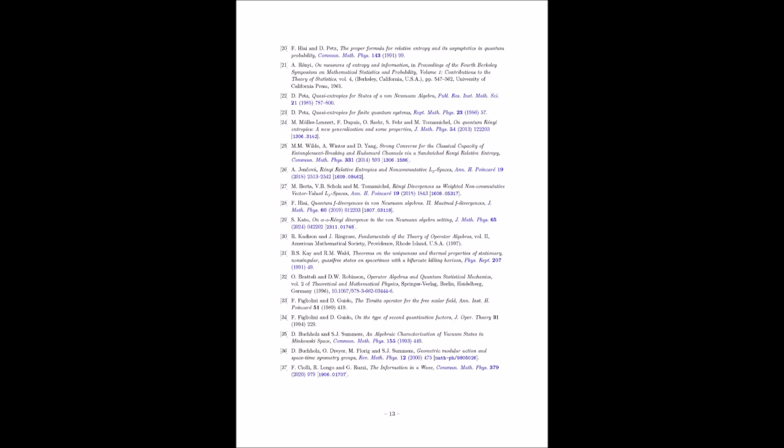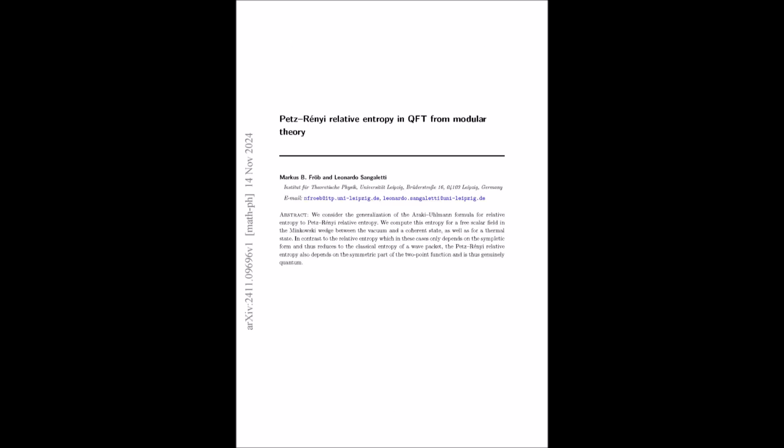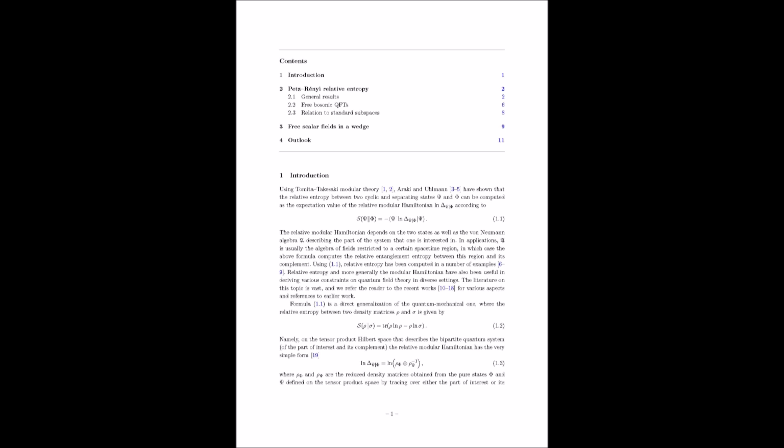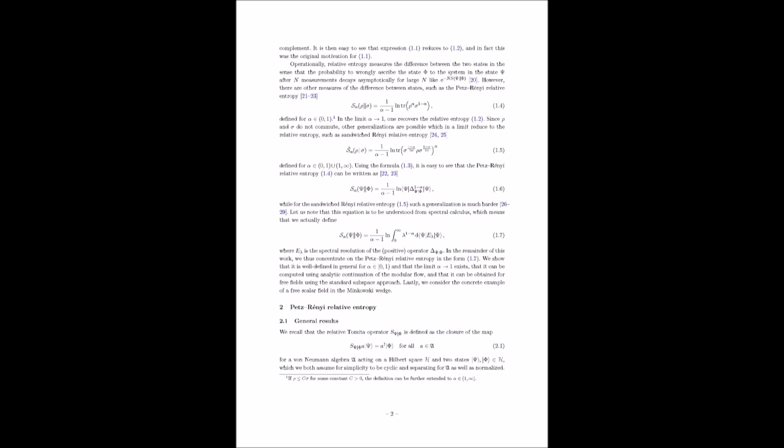Yes. What are the key mathematical tools we need to handle this calculation? The paper heavily relies on the concept of the modular operator and its analytic continuation. Can you break down what the modular operator is and why it's so important here? The modular operator is a mathematical object that encodes the dynamics of the system in a very specific way. It plays a crucial role in algebraic quantum field theory. And in this case, it helps us define a flow called the modular flow. That's essential for calculating the Petz-Rényi relative entropy.